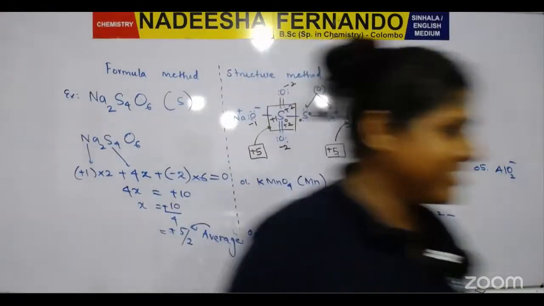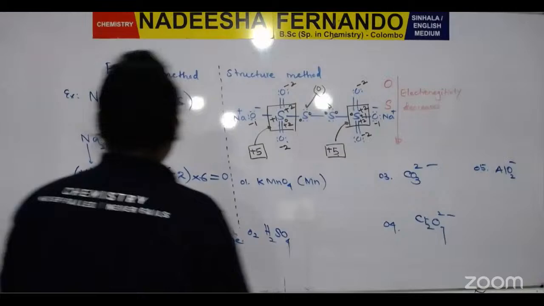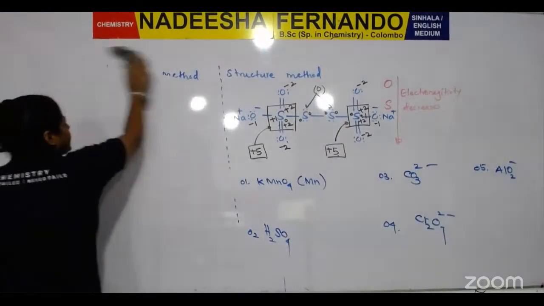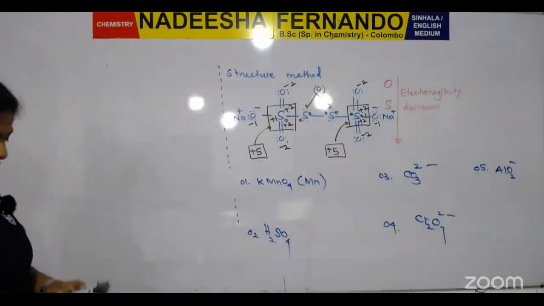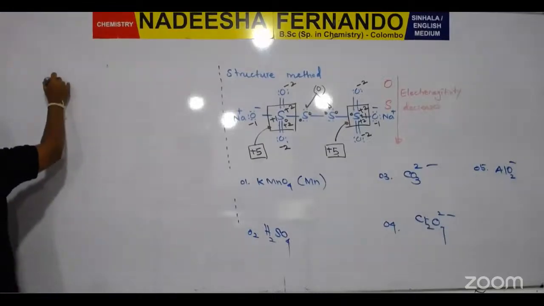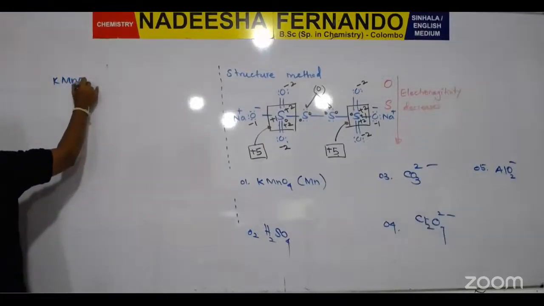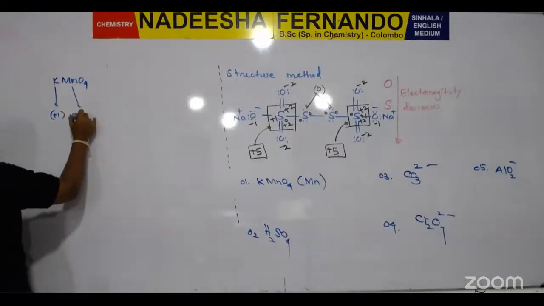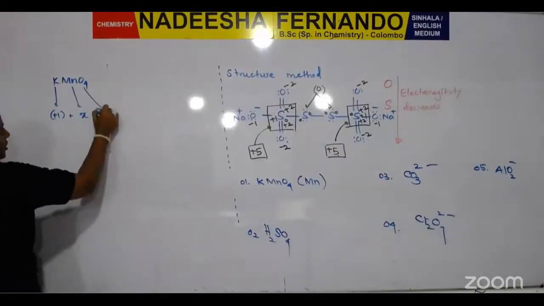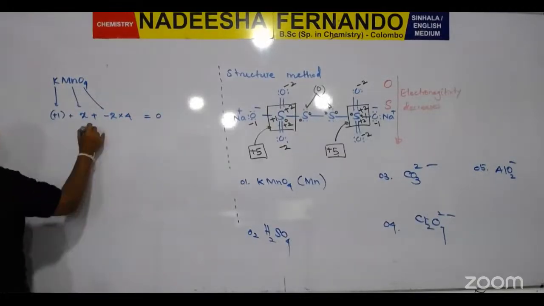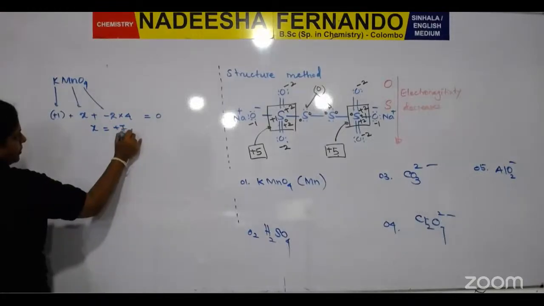Right, finished. Shall we check? I know you can take the oxidation numbers of these elements easily. KMnO4, right? Potassium is plus 1 because it belongs to the first group. Manganese take as X, oxygen minus 2 into 4, the sum of these equals 0. So X will be plus 7.